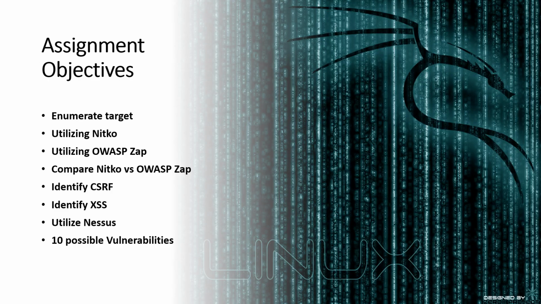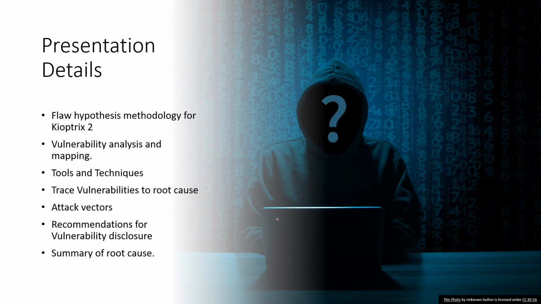The assignment objective is to enumerate the target utilizing Nikto and utilizing OWASP ZAP, compare Nikto versus ZAP, identify CSRF, identify XSS, utilize NVD, and find 10 possible vulnerabilities. The presentation details will contain the flow hypothesis methodology for Kioptrix 2, vulnerability analysis and mapping, tools and techniques, trace vulnerabilities to root cause, attack vectors, recommendation for vulnerability disclosure, and summary of root.